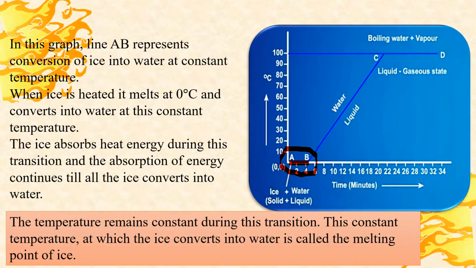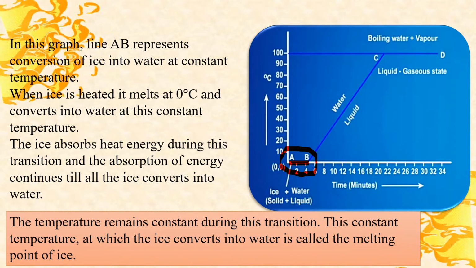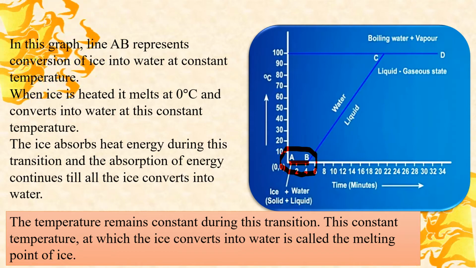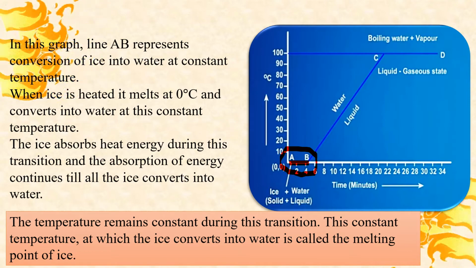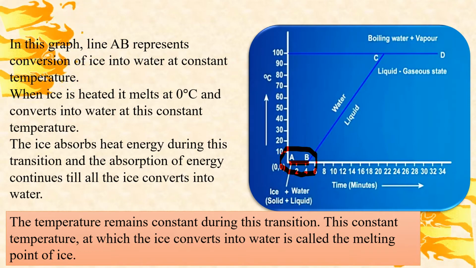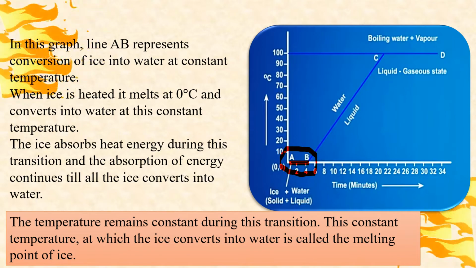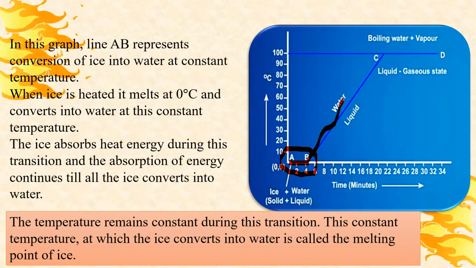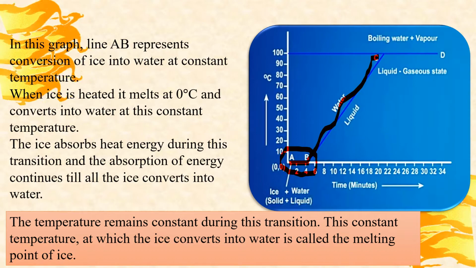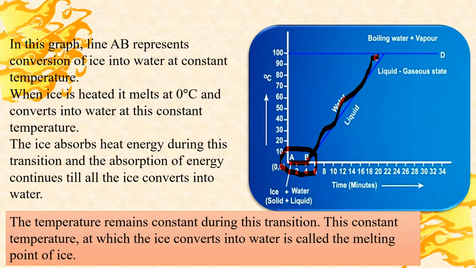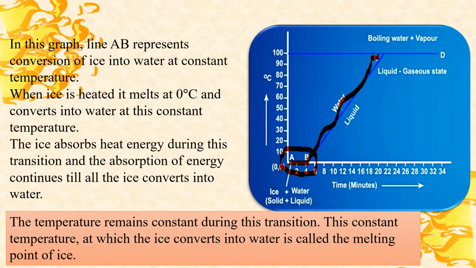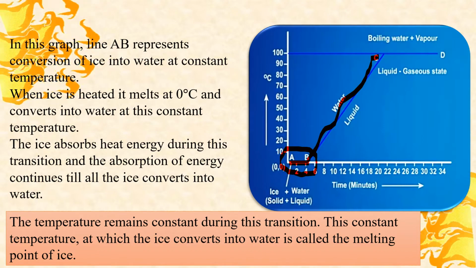So here we say that the temperature remains constant during this transition, right? This constant temperature at which the ice converts into water, see here from B to C, it is the ice getting converted into water. You have to pay attention to this line, okay. So this is the constant temperature at which the ice converts into water, called the melting point of ice.